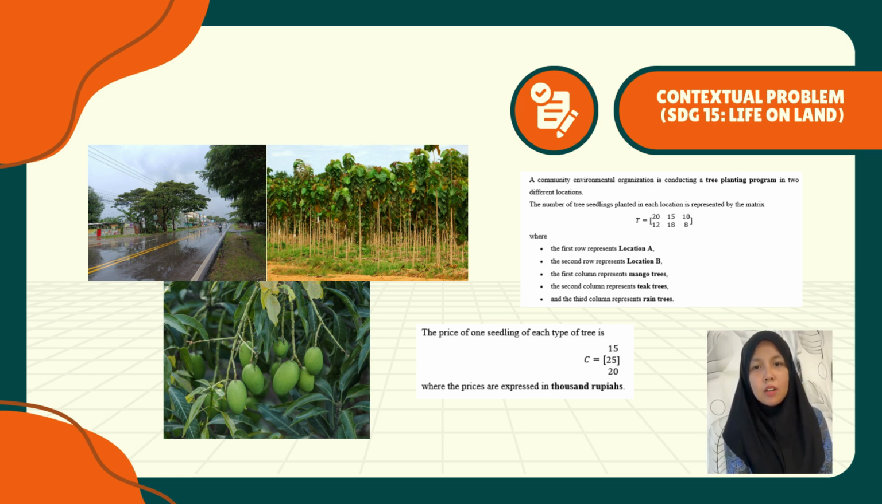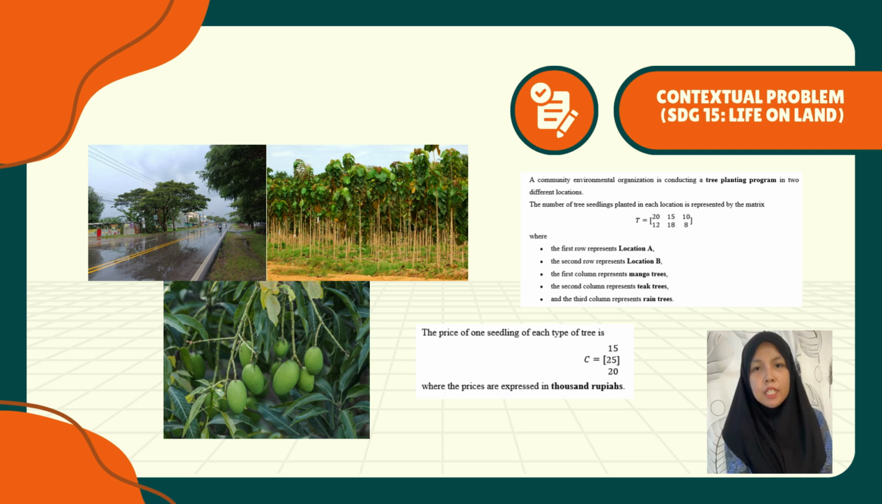The first row represents location A. The second row represents location B. The first column represents mango trees. The second column represents teak trees. And the third column represents rain trees. The price of one seedling of each type of tree is C equals 15, 25, and 20, where the prices are expressed in 1,000 rupiah.